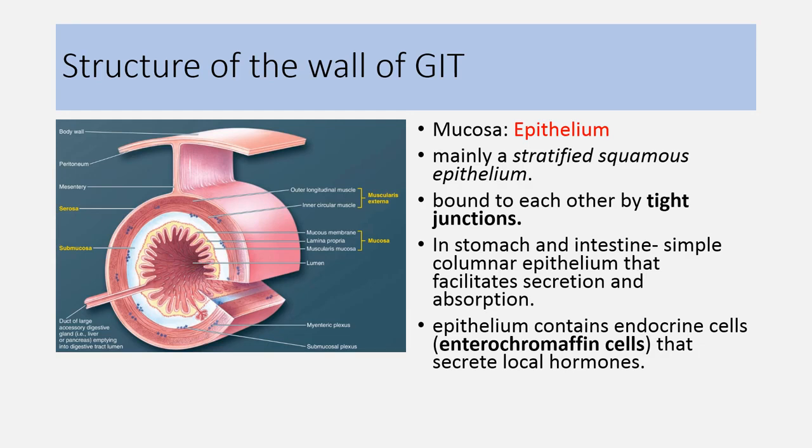Epithelium of mucosa is mainly stratified squamous epithelium, and cells are bound to each other by tight junctions. In the stomach and intestine, simple columnar epithelium is present, which facilitates secretion and absorption. This epithelium also contains endocrine cells, also known as enterochromaffin cells, that secrete local hormones.